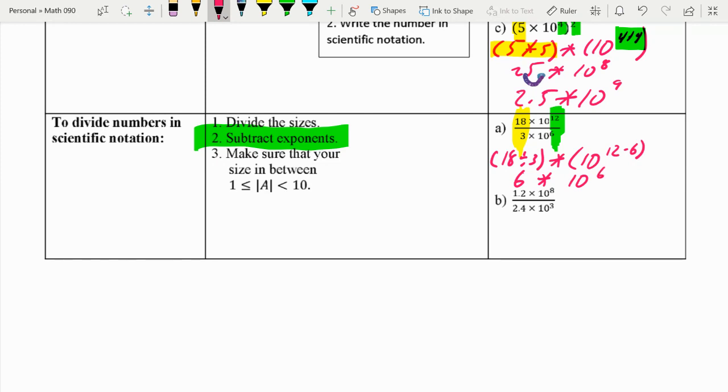All right, cool. I didn't have to change anything because A is already between 1 and 10. All right, last one.